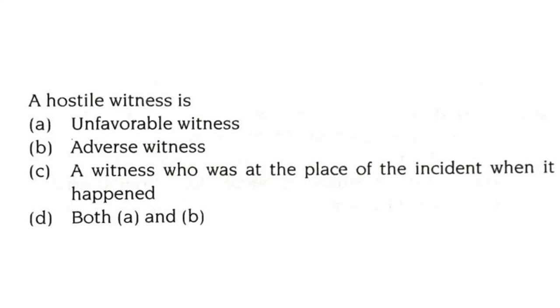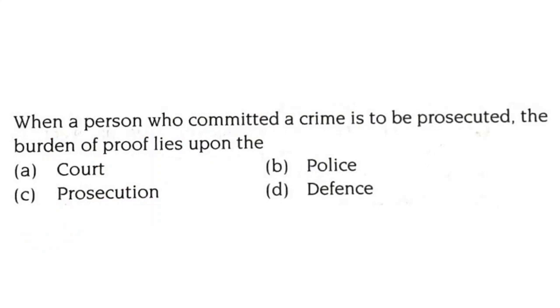A hostile witness is an unfavorable witness, adverse witness, a witness who was at the place of the incident when it happened, both A and B. A hostile witness is an unfavorable witness or an adverse witness, both A and B. When a person who committed a crime is to be prosecuted, the burden of proof lies upon the court, police, prosecution, or defense. It lies with the prosecution.